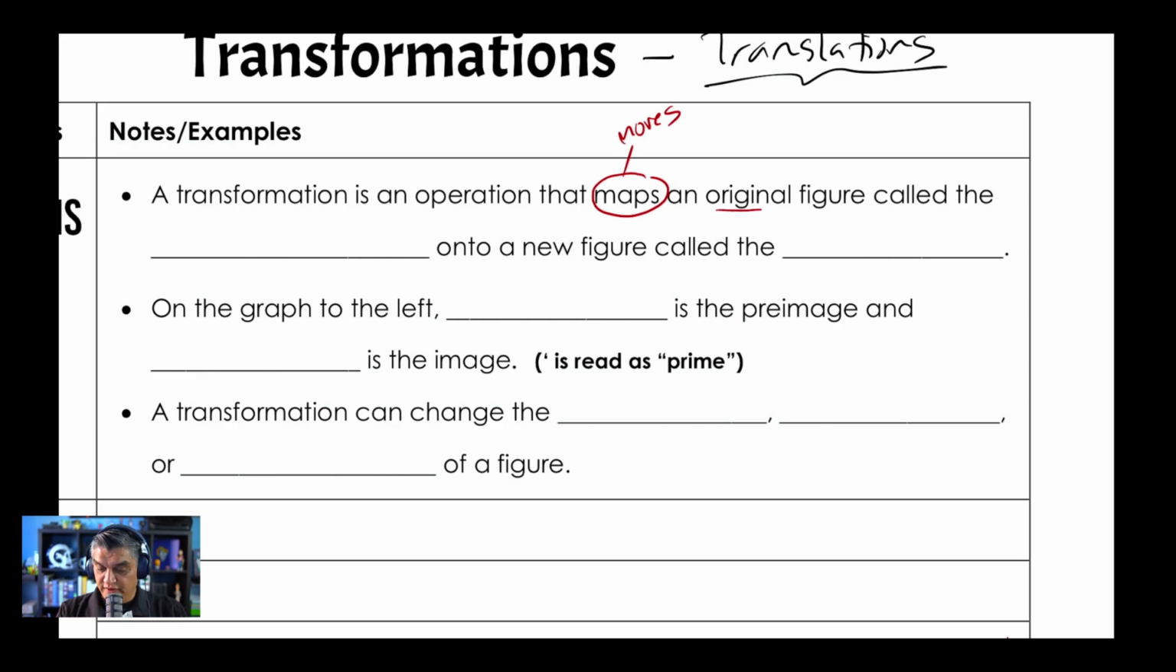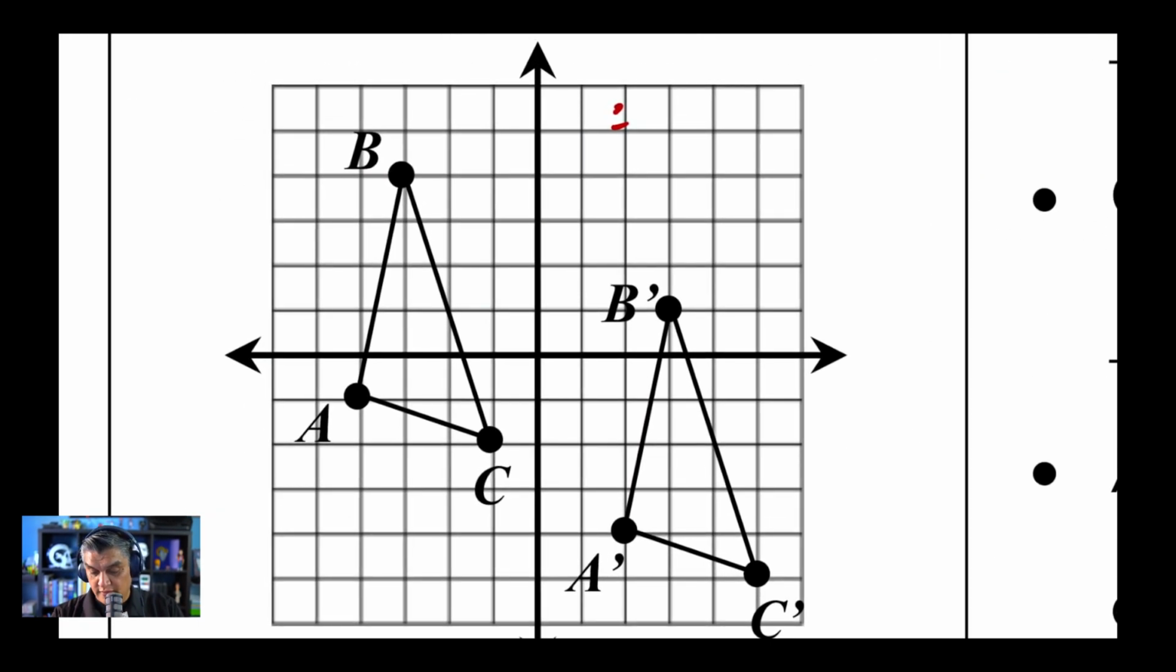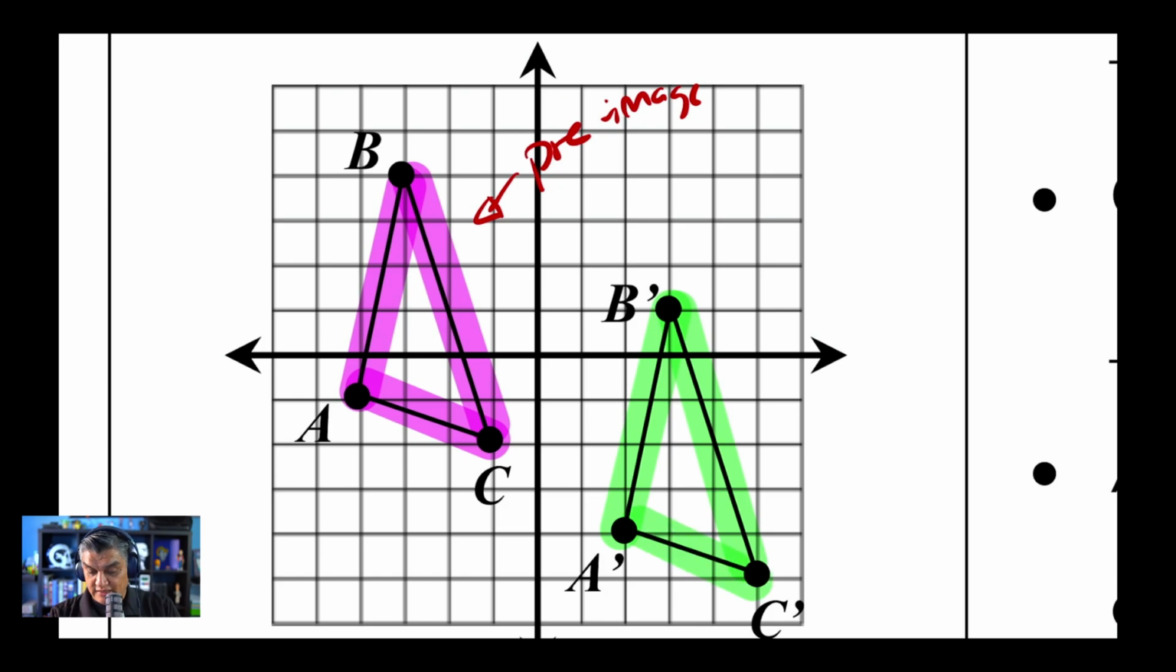Well, we get the original figure, and we call that, I know geometry does this, the pre-image. So the original one is called the pre-image. And we move it into a new spot, and the new figure, or the new spot, is called the image. So we have a pre-image and an image. If you look at the picture here, the pink triangle is the original. This is the pre-image. And then the green triangle is the moved triangle. That is the image.